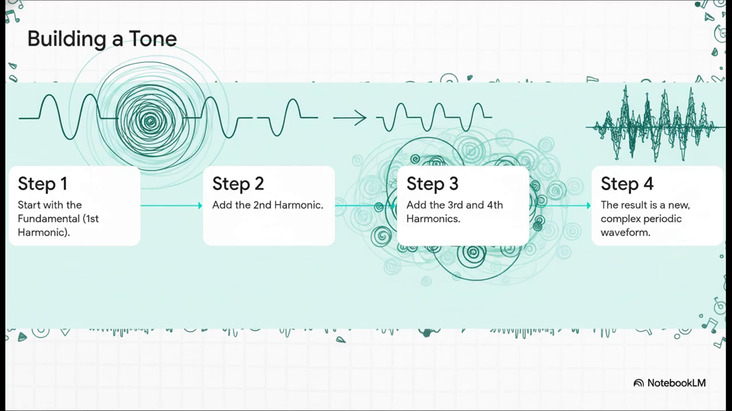So you start with your main ingredient, the bass note, which is the fundamental. Then you start layering on top of it. You add a pure tone that's exactly twice the frequency. That's your second harmonic. Then another one at 3 times the frequency and another at 4 times. And as you add them, they all blend together into this one new complex shape.